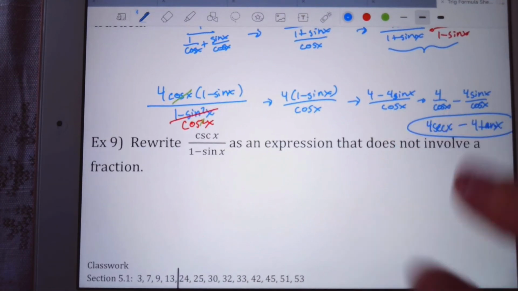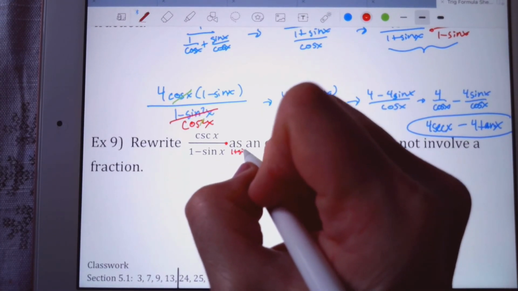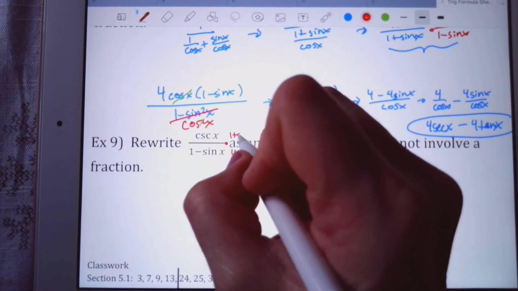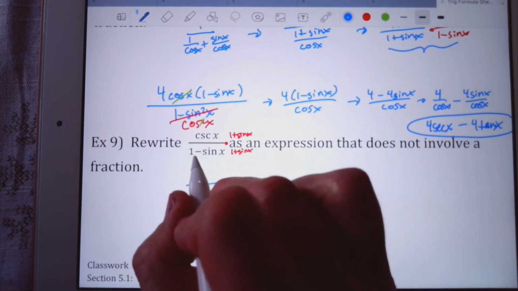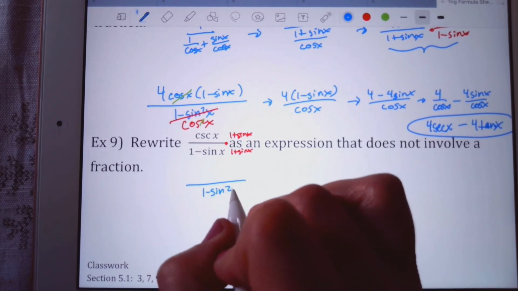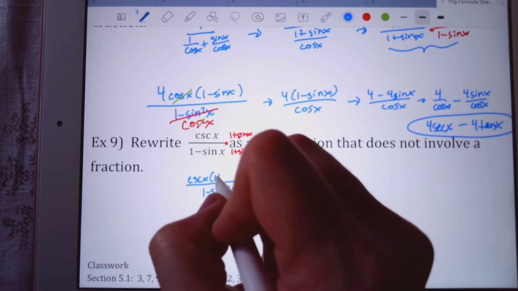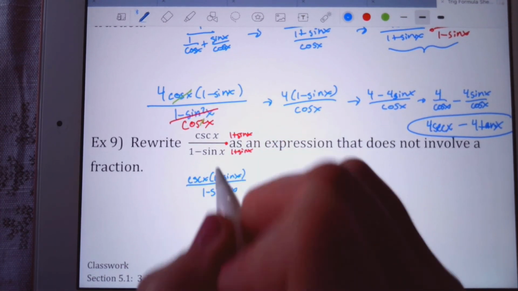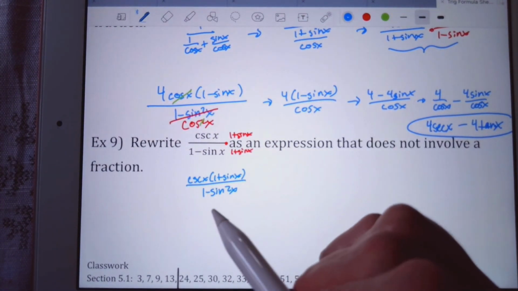So last one, number 9. We were going to multiply this by the conjugate, 1 plus sine over 1 plus sine. When we do that, the bottom immediately becomes 1 minus sine squared. And the top, I got cosecant times 1 plus sine. Now earlier we didn't multiply this out like in the problem up here because I didn't really see a good purpose.